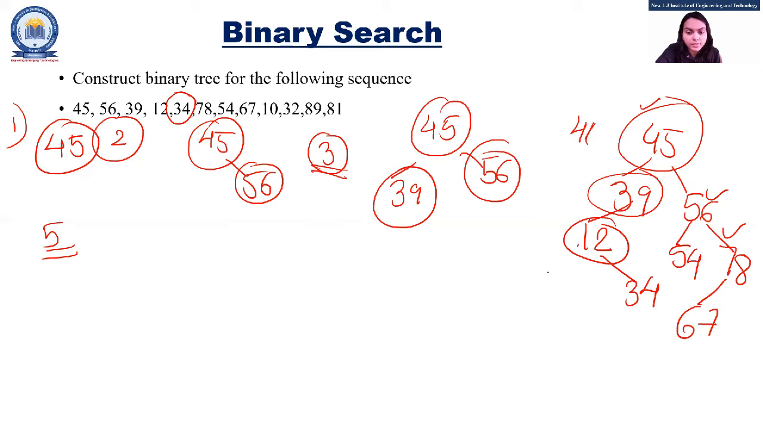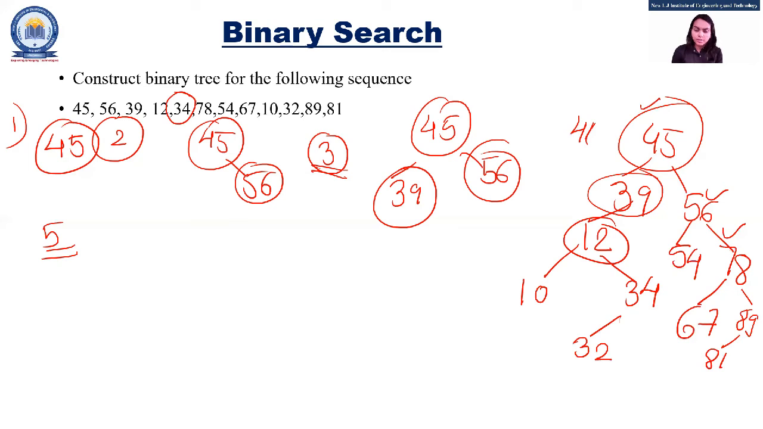Then we have 10. It would be on the left of 12. Then we have 32. So 32 is less than 45, less than 39, greater than 12, and less than 34. So after 32, we have 89, and then we have 81. So you have to just place it at the right position.